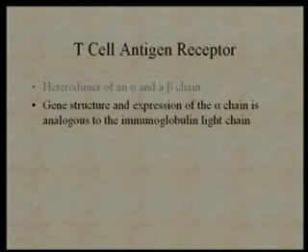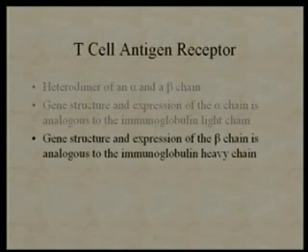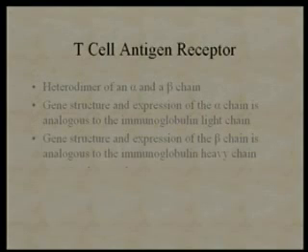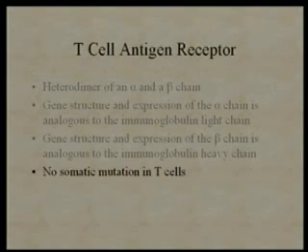I just want to point out that the gene structure of the alpha chain is identical to the immunoglobulin light chain. In other words, it has V's and J's, and it does everything that we just described for the light chains. The gene structure for the beta chain is like the heavy chain. In other words, it has V's, D's, and J's, and it does the same thing that the heavy chains do. So everything I just told you about the immunoglobulin heavy chain also applies to the T cell receptor genes, with one exception: there's no somatic mutation in T cells. Okay?